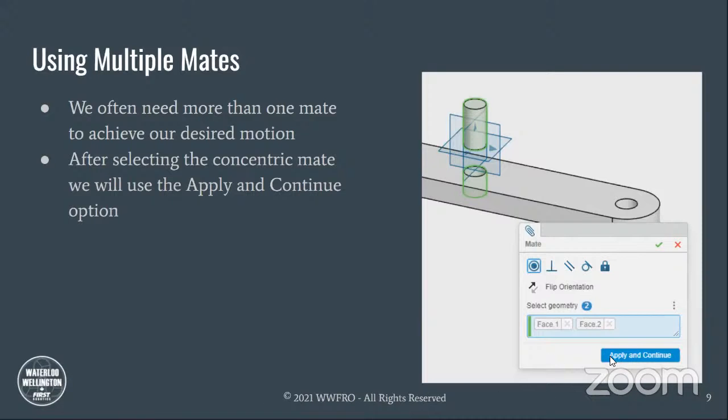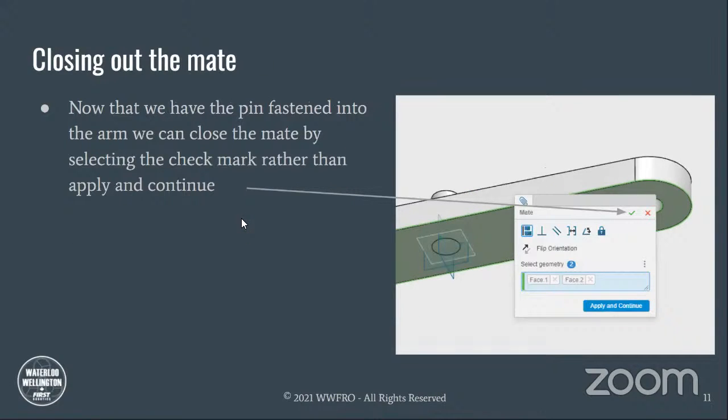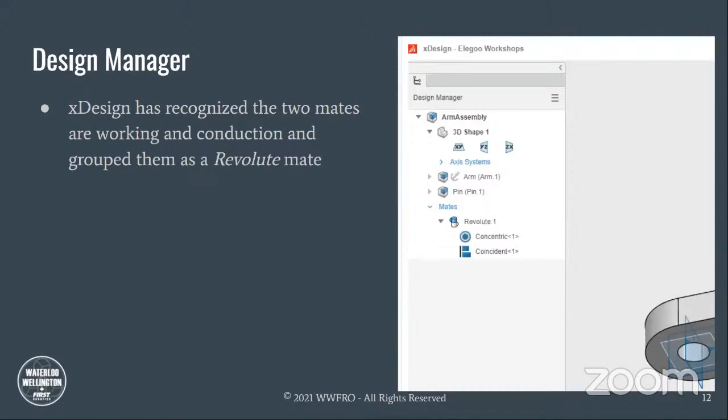After we hit apply and continue, it'll bring up a dialog to bring the next mate connector up. We can now select the bottom face of the pin and the face of the arm and select the coincident mate. Then instead of doing apply and continue, we can just hit the checkbox right there and close that out automatically, because that's all the mates we need for that part.